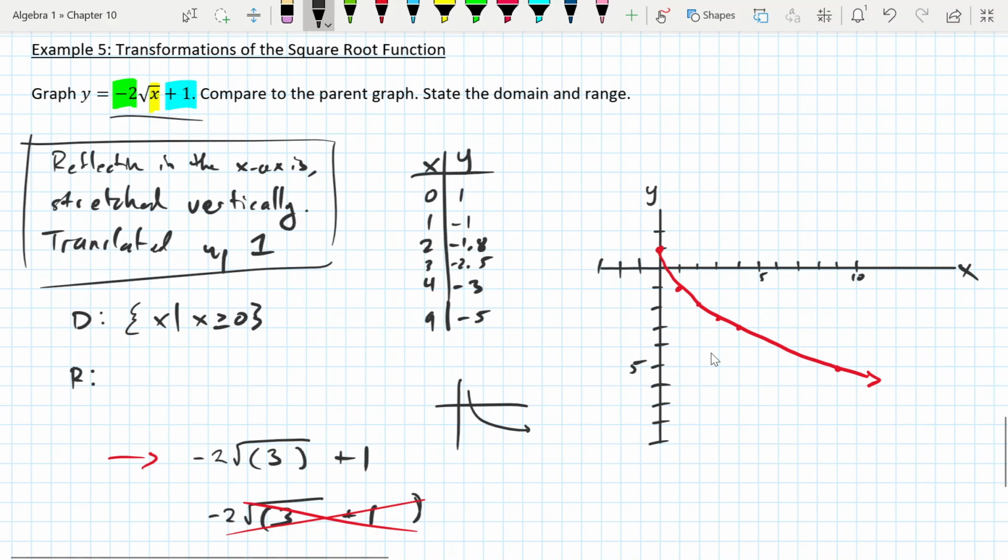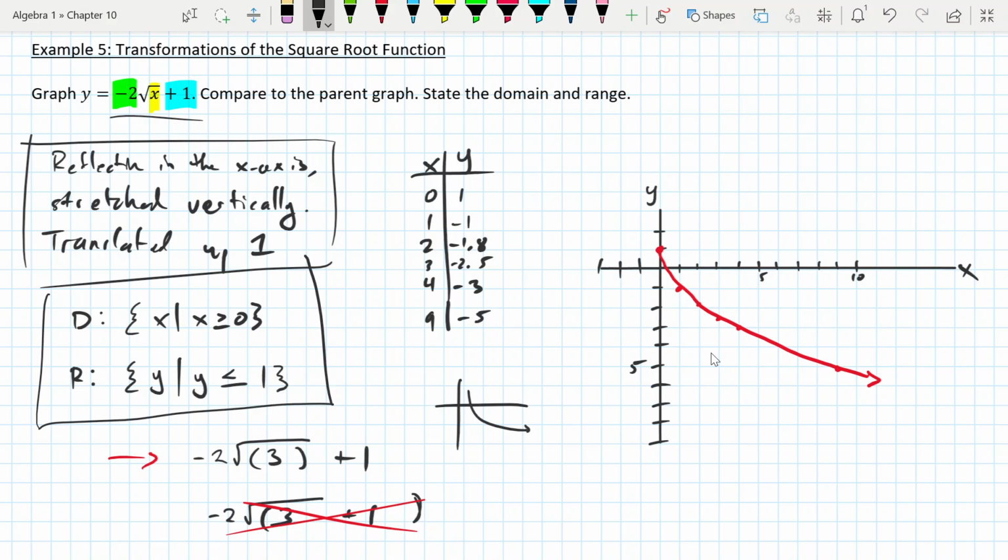The only thing left to do is the range. So it's y such that y, it's going down, so it's going to be less than or equal to. All I have to do is figure out what the y coordinate is at that endpoint, and that y coordinate happens to be positive 1. So, got my comparison, my domain and range, and my graph.